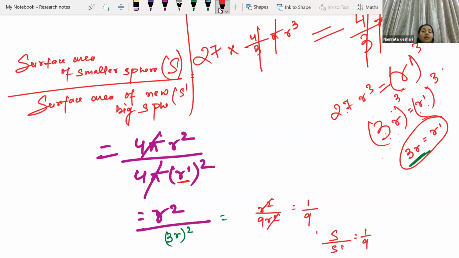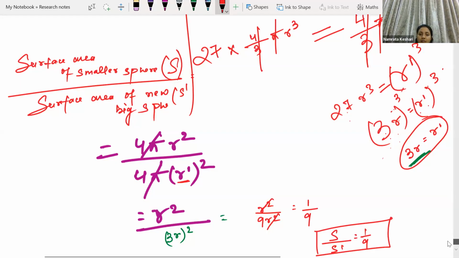Again, I'm repeating, here you are getting 1 by 9, but in future you will get questions where even if one of the R is reflecting in the answer, that is fine. Got it? Yes. So this is how we'll be doing it. Let me take the next question.